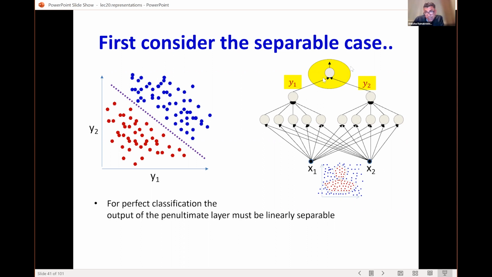So if this is a linear classifier, if it's able to separate red and blue data in this Y1, Y2 space, then in the Y1, Y2 space, the red and blue data must be linearly separable. In other words, for this complex network, the output of the penultimate layer, the second to last layer, must comprise linearly separable data from the two classes. Is that making sense?